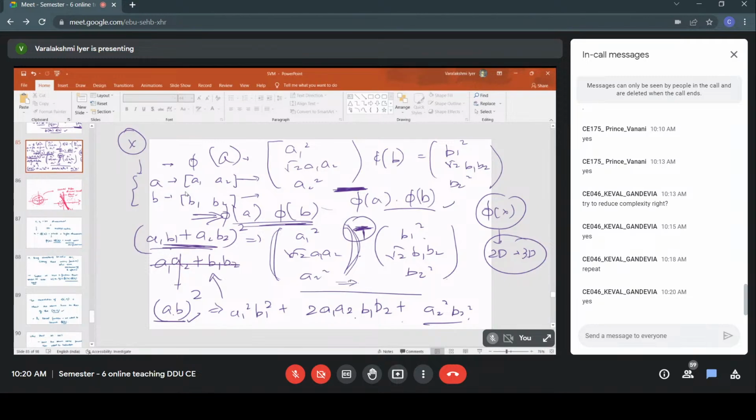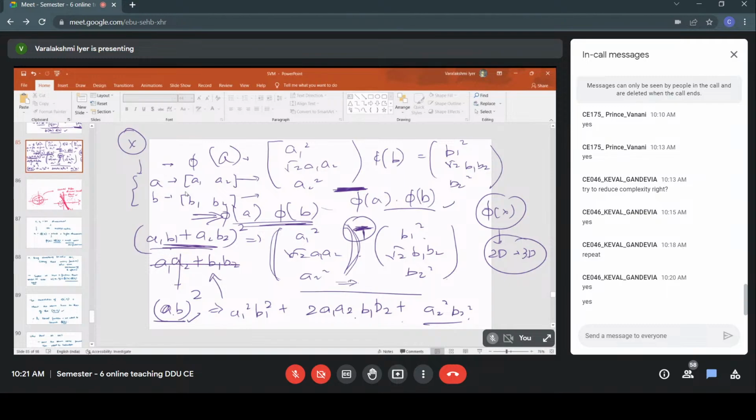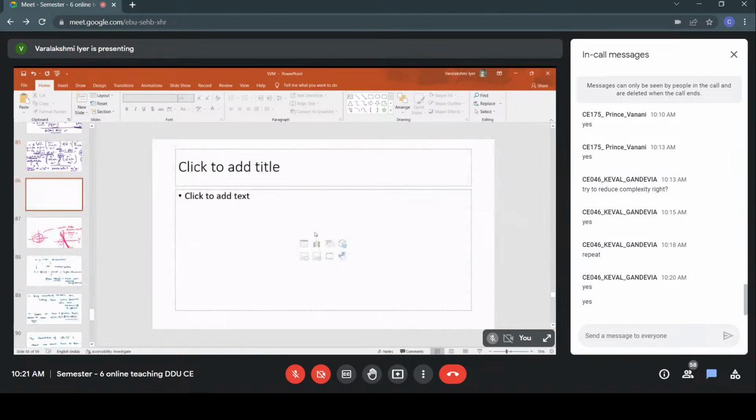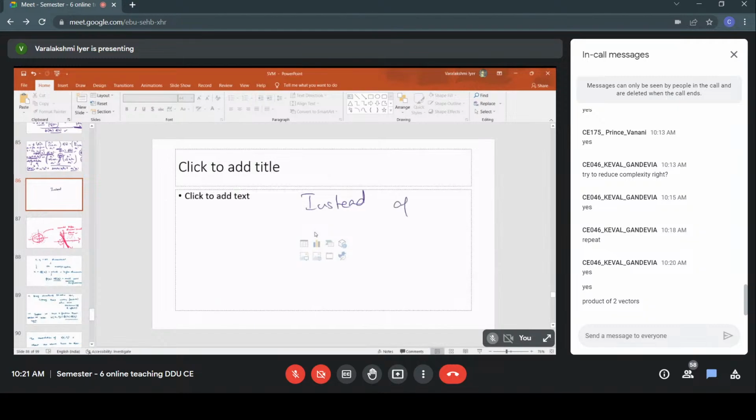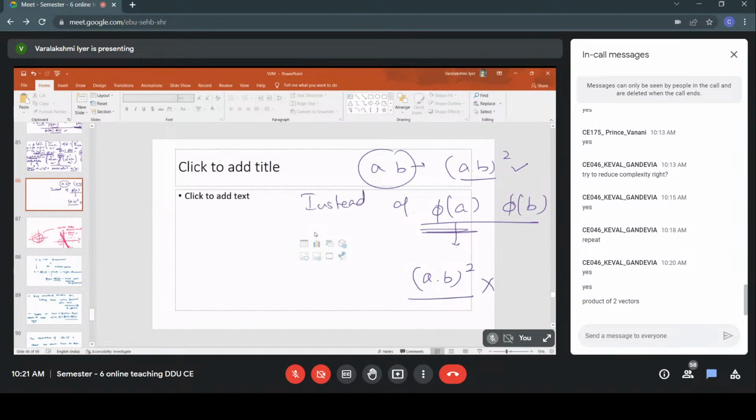And a1 and a2 are the dimensions of A, and b1 and b2 are the dimensions of B. We can say that it is ultimately the product of A and B, A dot B the whole square. Yes or no? Because A is a1, a2 and B is b1, b2. So if you see, A and B are two vectors, and ultimately it is A dot B the whole square. Instead of finding phi of A and phi of B, I can directly perform A dot B the whole square. I need not go and find phi of A and phi of B.